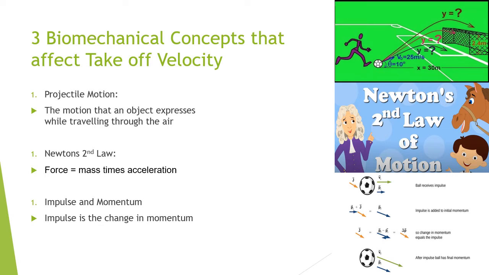The biomechanical concepts I'll be dissecting, which have the greatest influence on the takeoff velocity, are projectile motion, Newton's second law, and impulse and momentum, as seen in the previous graphs. Biomechanics as a whole has a significant impact on the outcome of a soccer kick, which is why each of these concepts plays a significant part in the outcome variable. In my following slides, I'll look at how each of these concepts contributed to the outcome variable and what each concept's major role was during the soccer kick.